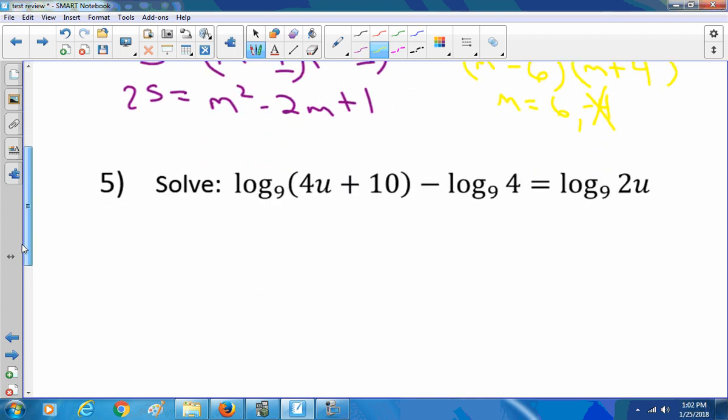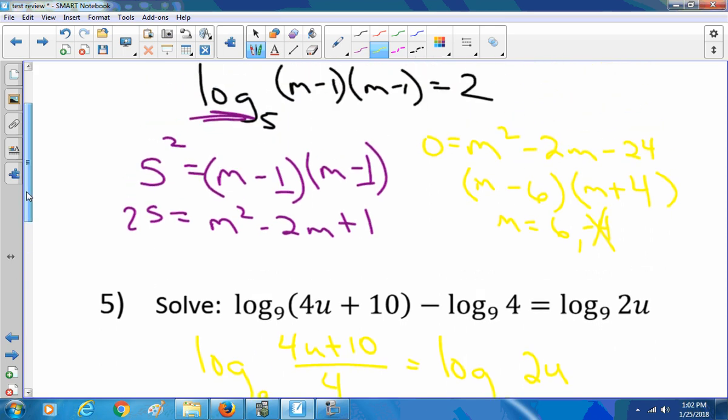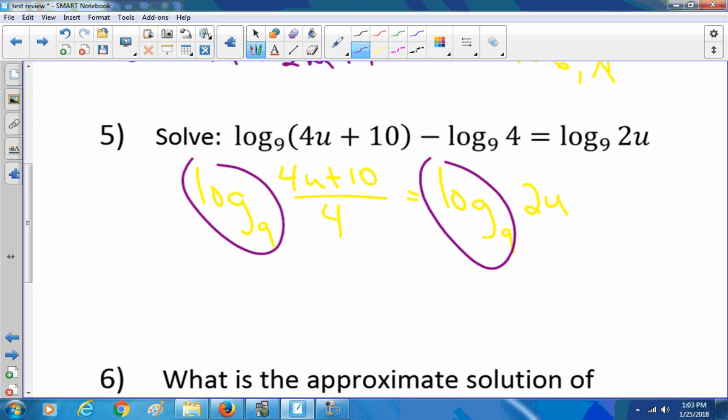All right, number 5. Similarly, I need to use my properties first. Subtraction means to divide. So 4u plus 10 divided by 4. No properties over here. We're good. The difference is this one only has 1 log. This one has 2 logs. And if you remember in class, I went through a proof that showed you how to put each of these in exponential form separately and then set things equal to it. What it ended up doing is made you think of it as these logs get to cancel out. And I cautioned you with that, but yes, that's essentially what is happening.